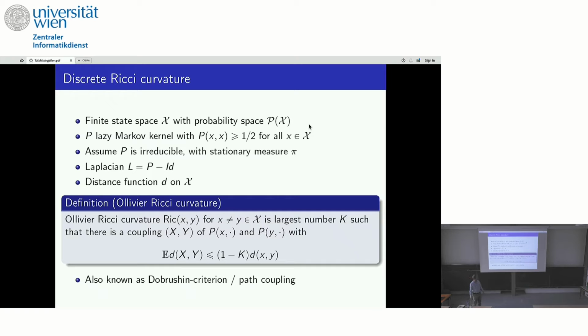Right. So this Ollivier condition, introduced by Yann Ollivier in 2009, says that the expected distance under some coupling is decreasing with rate 1 minus k. Actually, it was not really new by him. This condition was known already in the 70s, but not identified as Ricci curvature. Before, it was called the Dobrushin criterion or also the path coupling method, and there have already been works on this before.